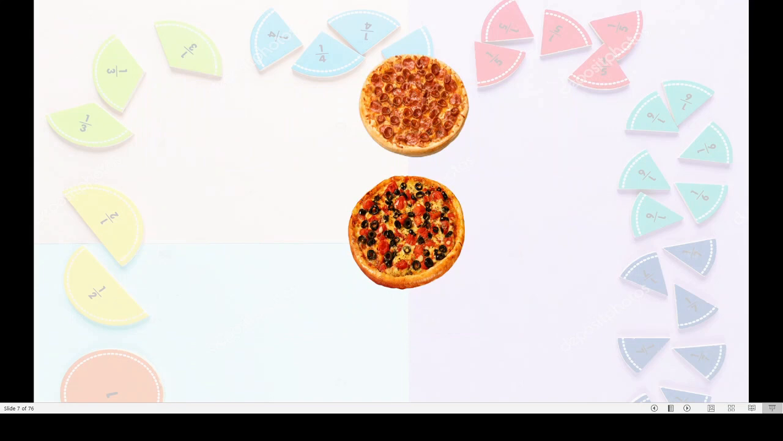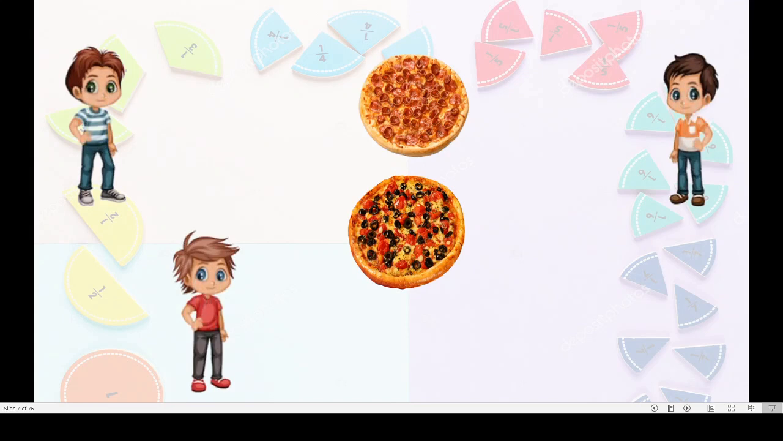Here you can see 2 pizzas of different flavors. Right? Can you see? Okay. What is the question here? We have to divide these 2 pizzas equally among 3 children. They are hungry. Okay. And they need equal shares. So what we will do? Yes, very good. We will cut the pizzas into 3 equal parts.